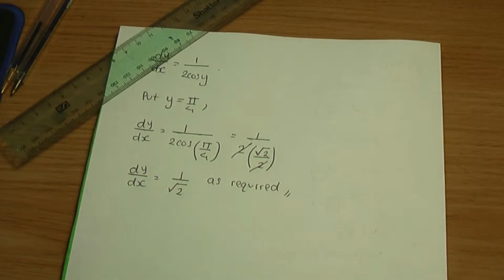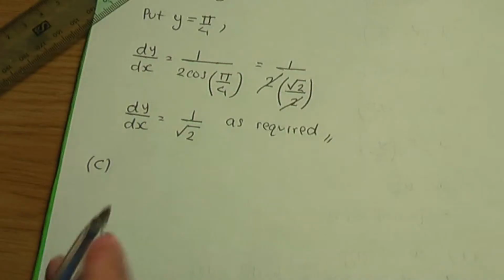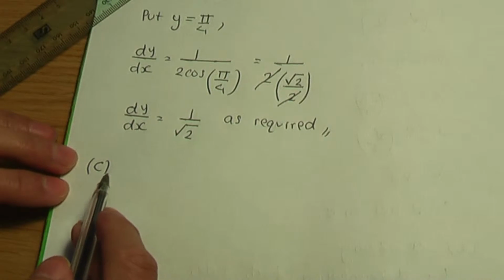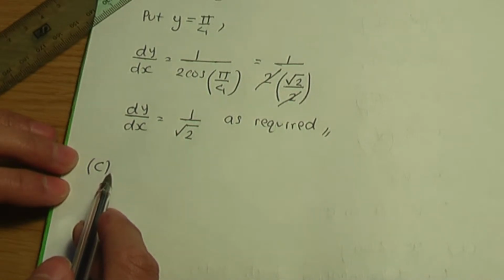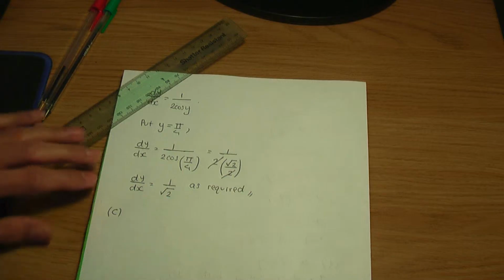So let's go back to the screenshot. So we have a part C. Part C reads, find an equation of the normal to C at P. Give your answer in the form y equals mx plus c, where m and c are constants. So let's go back to the paper and pen. So in order to work out the equation of the normal, first we need the gradient of the tangent. Now we worked out the gradient of the tangent at P.